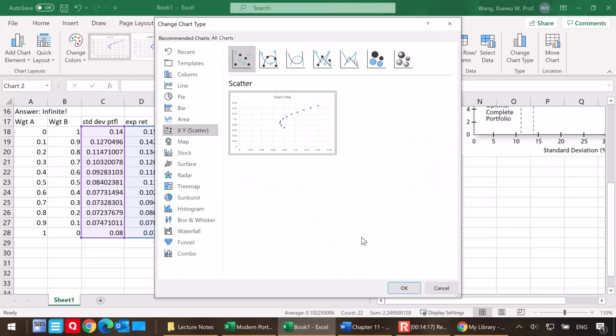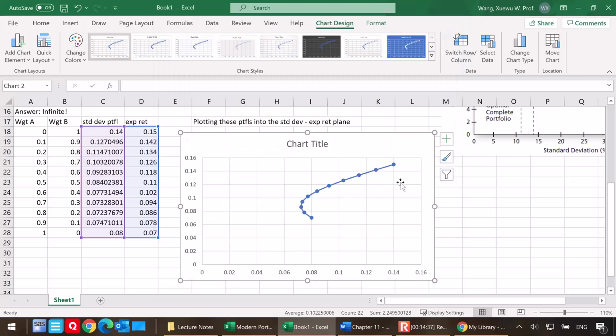Now you see that you're doing a scatter plot. You can pick the second one, which is scatter plot with smooth lines and markers. You can also pick the third one, and you just get rid of the markers. So it doesn't matter. I can pick the second one here and click OK. So now I can say, excuse me, this is my portfolio opportunity set.